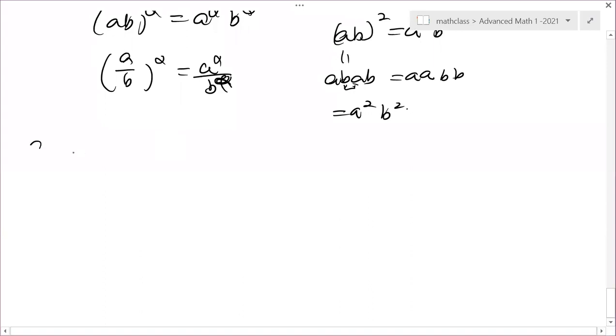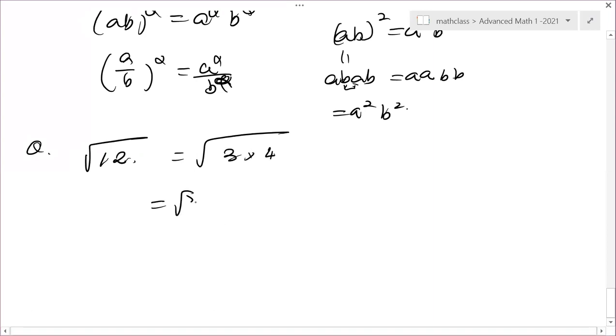All right, so let's take a look at an example. Simplify the square root of 12. The square root of 12 is going to be the square root of 3 times 4. And then it's the square root of 3 times the square root of 4, but the square root of 4 is 2. So you can express it as 2 times the square root of 3.